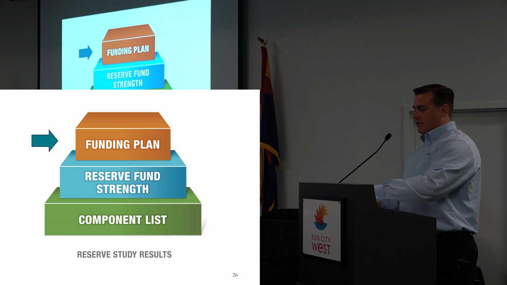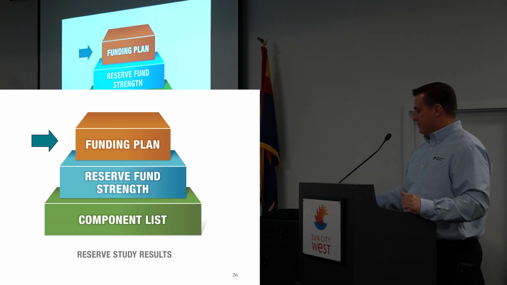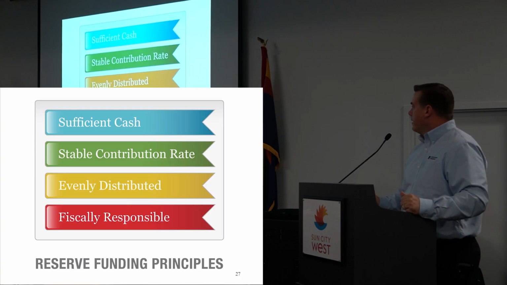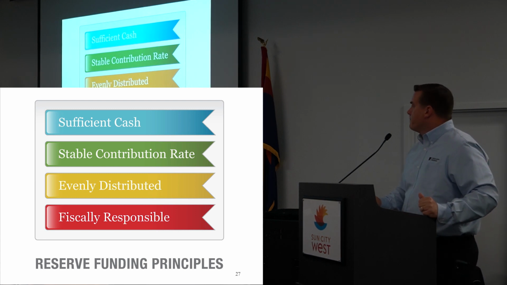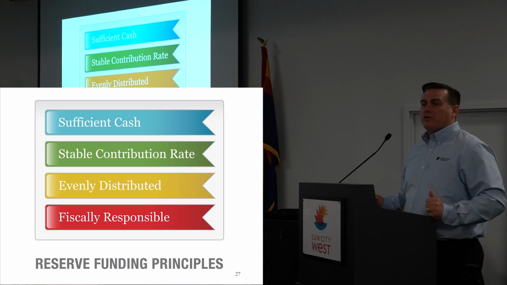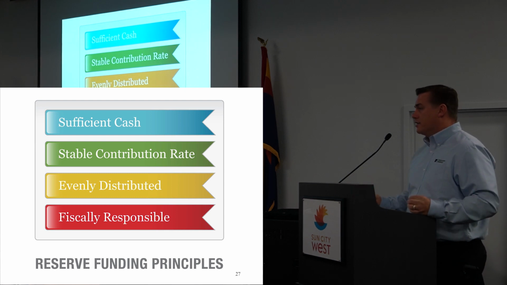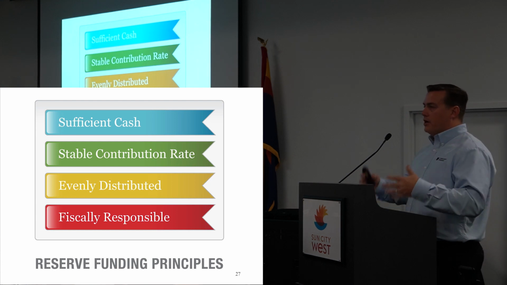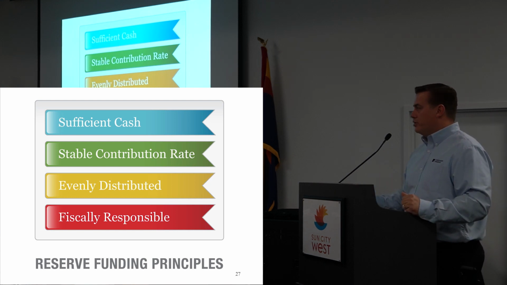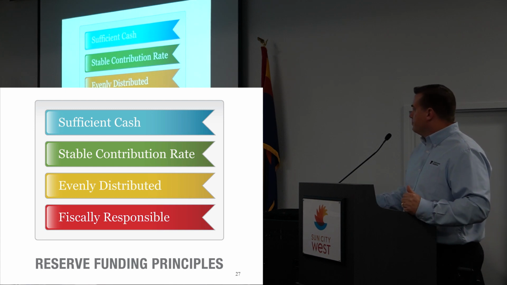Okay, the third key reserve study result is the funding plan. So let's take a look at that. National Reserve Study Standards requires every funding plan to be based on 4 principles. First and foremost, we need to create a funding plan that provides sufficient cash to meet the association's short-term expense needs. We need to create a funding plan that has a stable contribution rate through the years. That's important because we want to offset the irregular cash flows of expenses in the reserves with ongoing, consistent contributions. That helps keep budget stability.